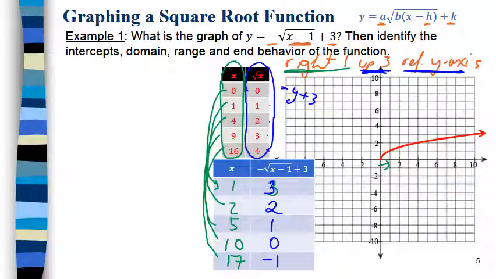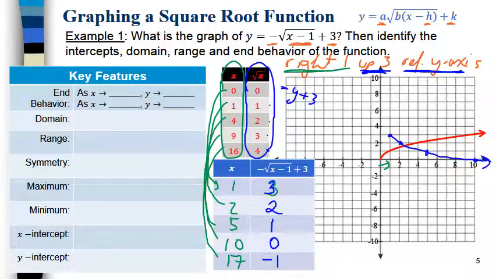And so now I can graph my new function. So 1, 3, 2, 2, 5, 1, and 10, 0. And so when I graph this, it looks like that.